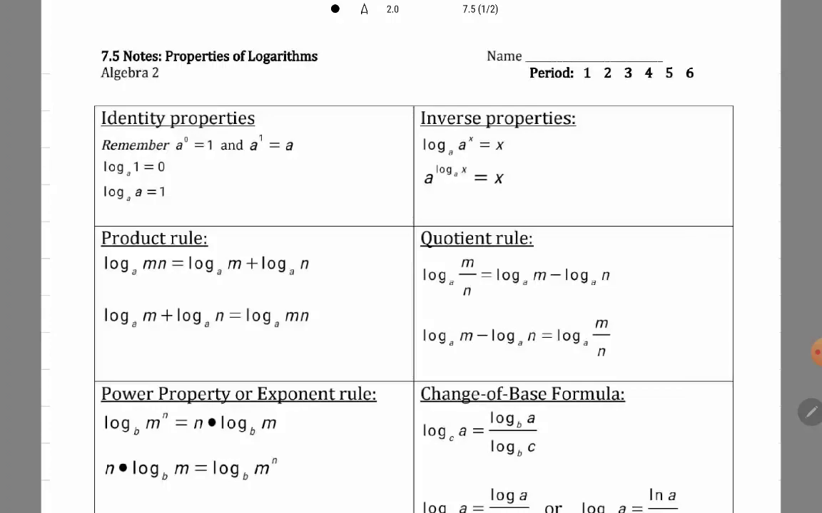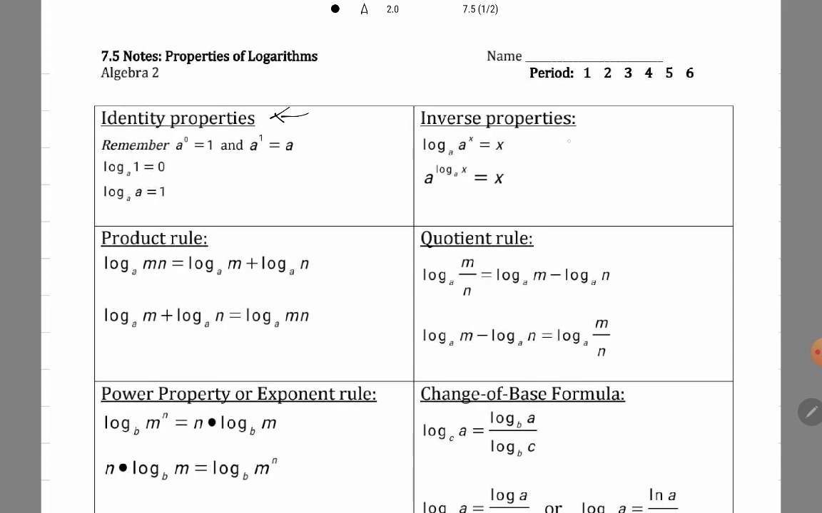So the identity properties. Remember that a to the 0 is 1, and a to the first is a. So log base a of 1 is the same thing as a to the 0. Anything to the 0th power is 1. And then when you have log base a of a, you'll get 1, because this is the same thing as a to the first power.